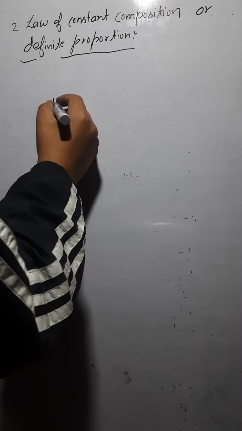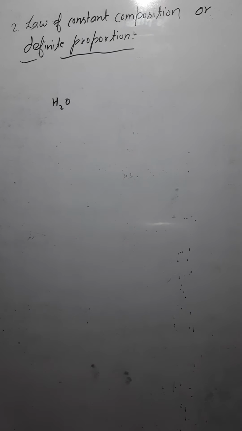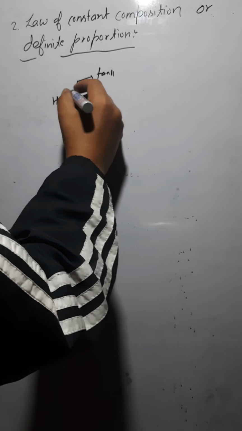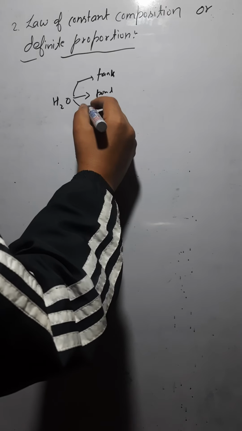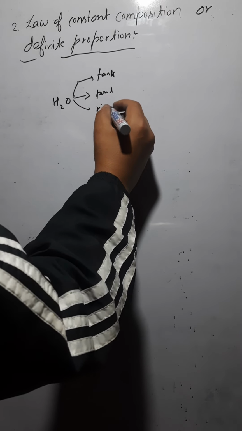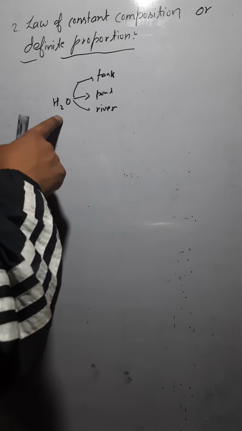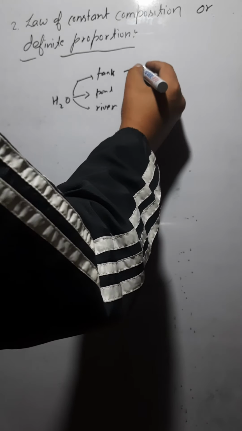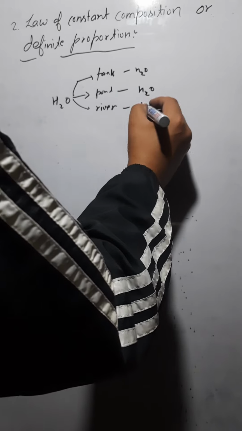Let's say you have water, that is H2O, and you are getting the water from different sources. Let's say the first source could be a tank. The second one, let's say it is a pond. And the third one, let's say we are getting it from the river. Many other sources are also there, but I have taken only these three. So take the water from the tank, the pond, and the river.